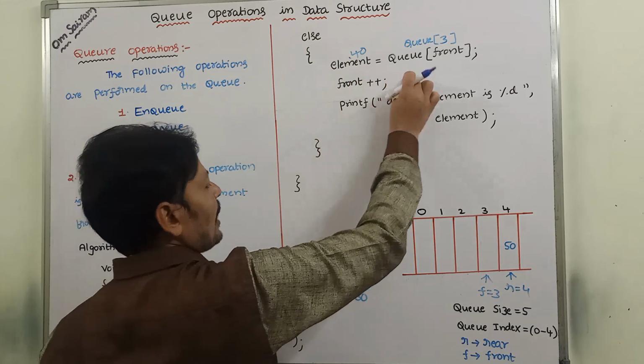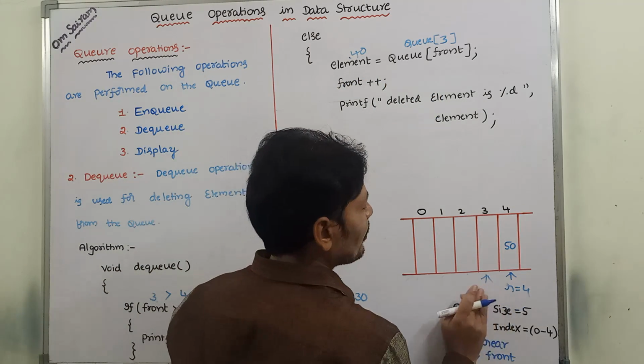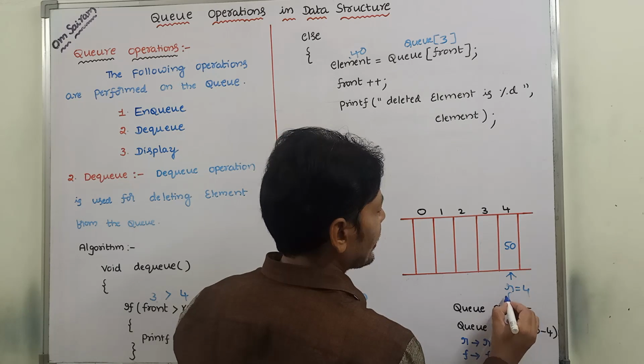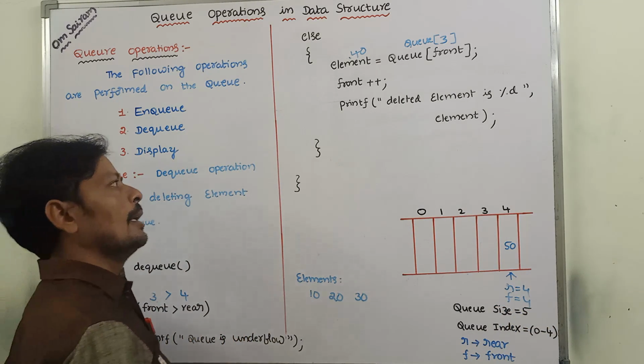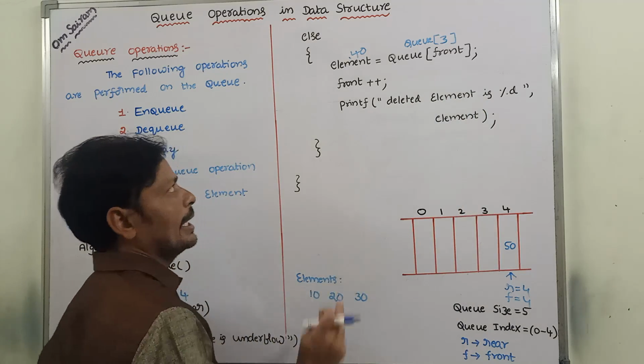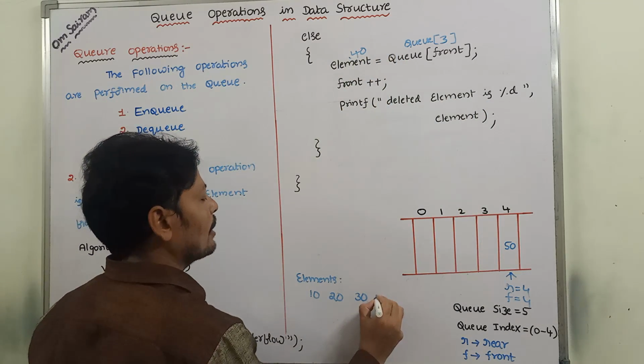Next one, front plus plus. Now front value, previously 3, is incremented by 1. Now front value is 4. Printf the deleted element. The deleted element is 40. 40 can be printed.